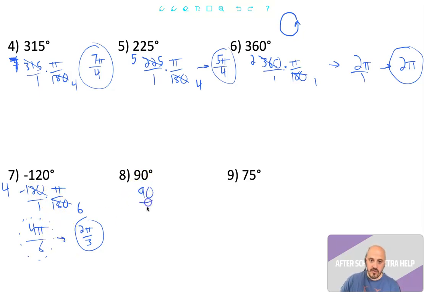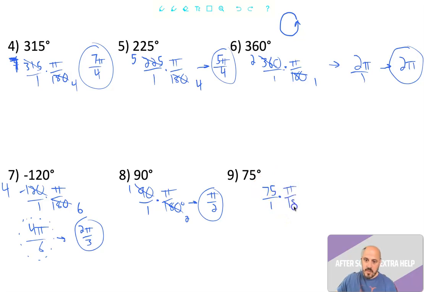Moving along, 90 degrees. This is one of those questions that'll become really quick eventually after you practice a little. So 90 goes into 90 once, and 90 goes into 180 twice. And if I multiply across, I get pi over 2. Pi over 2 radians, 90 degrees. And lastly, 75 degrees.